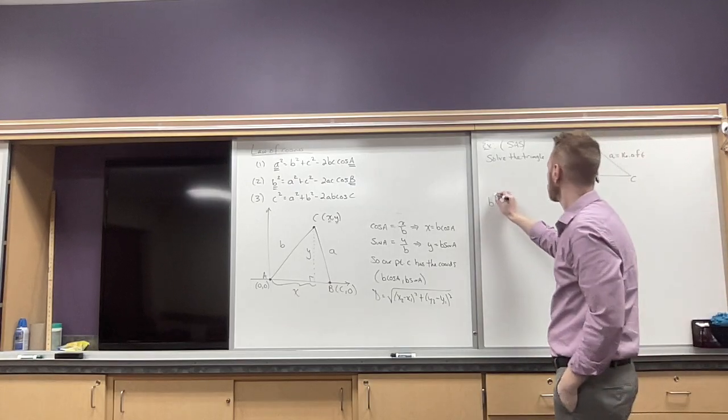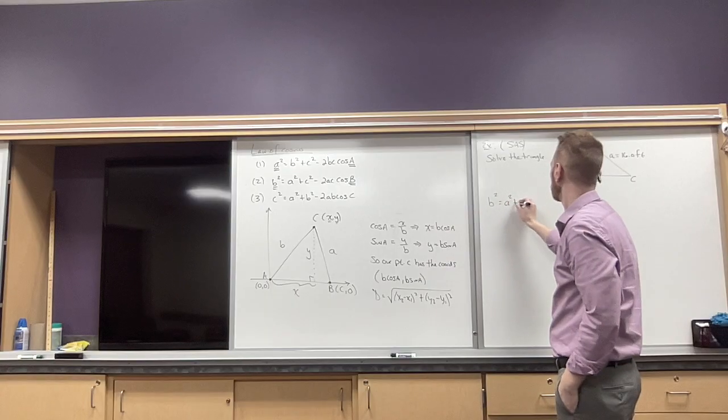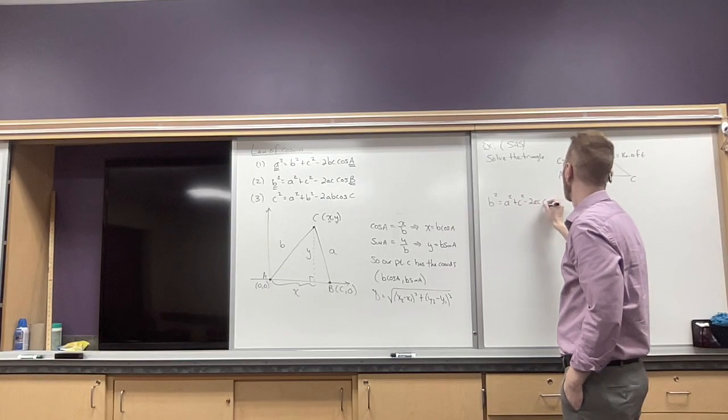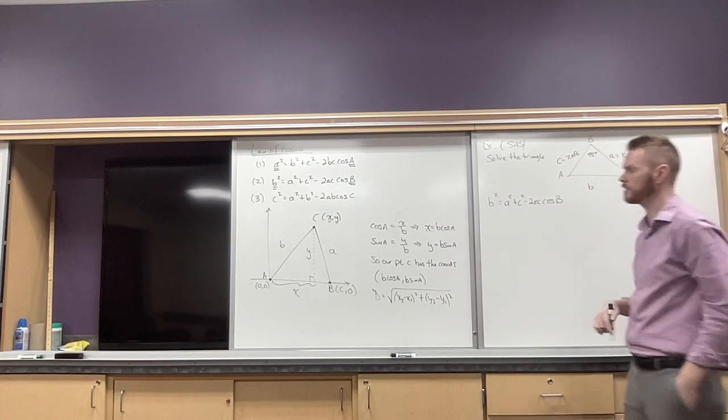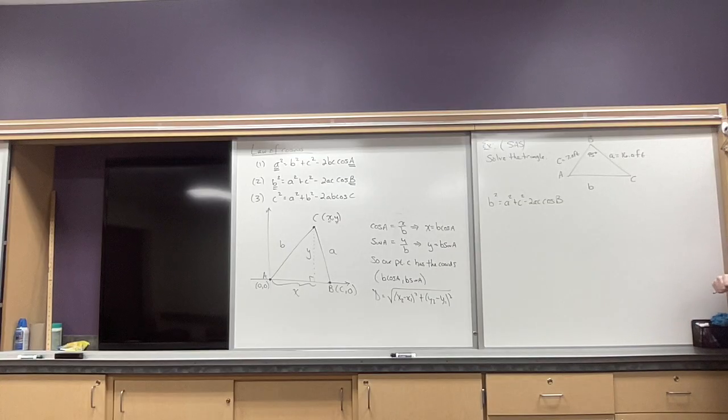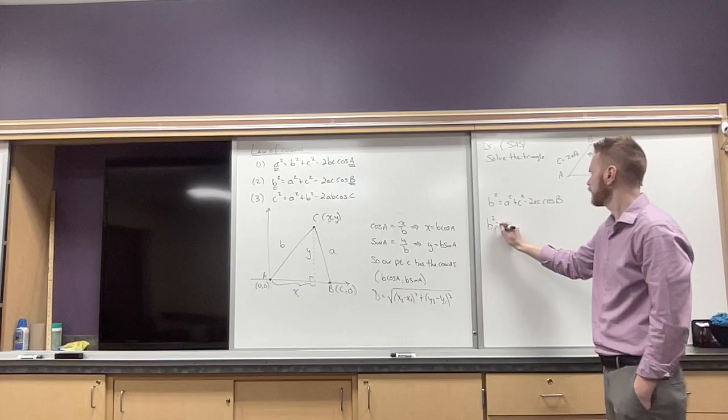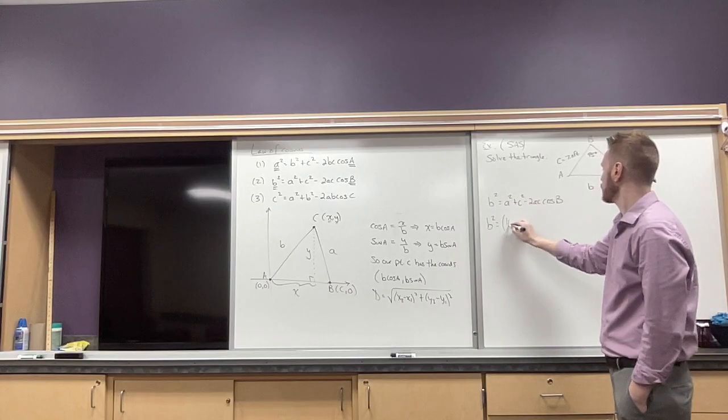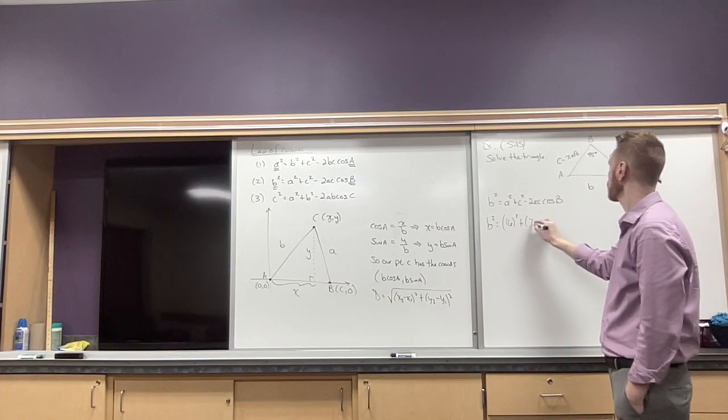So I'm going to rewrite this. I'm going to write the whole formula down, that way we can see it. So I'm going to use this one, and I'm going to plug values in. I don't know b, that's what I'm trying to figure out. a squared is 16 squared, c squared is 7 squared.